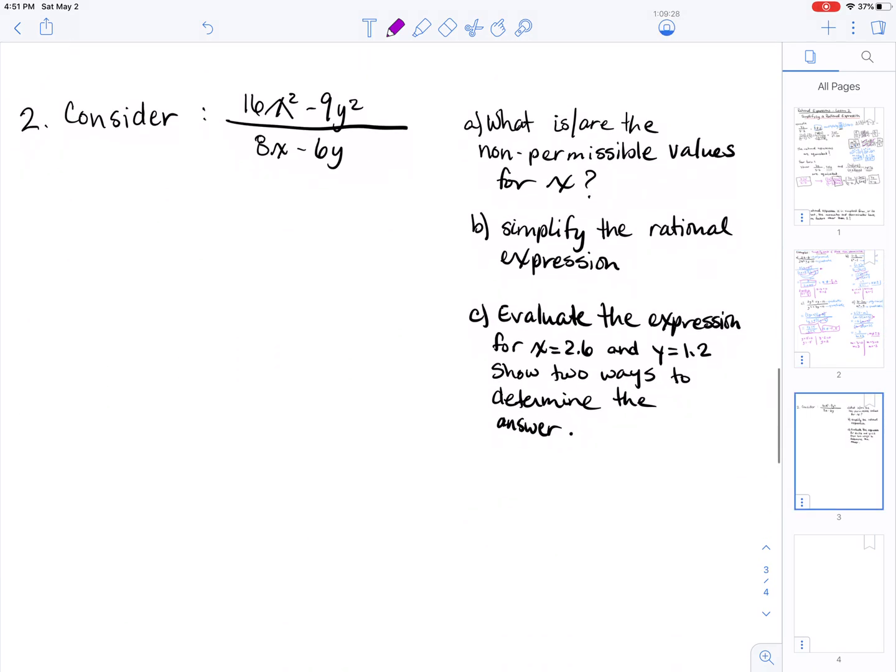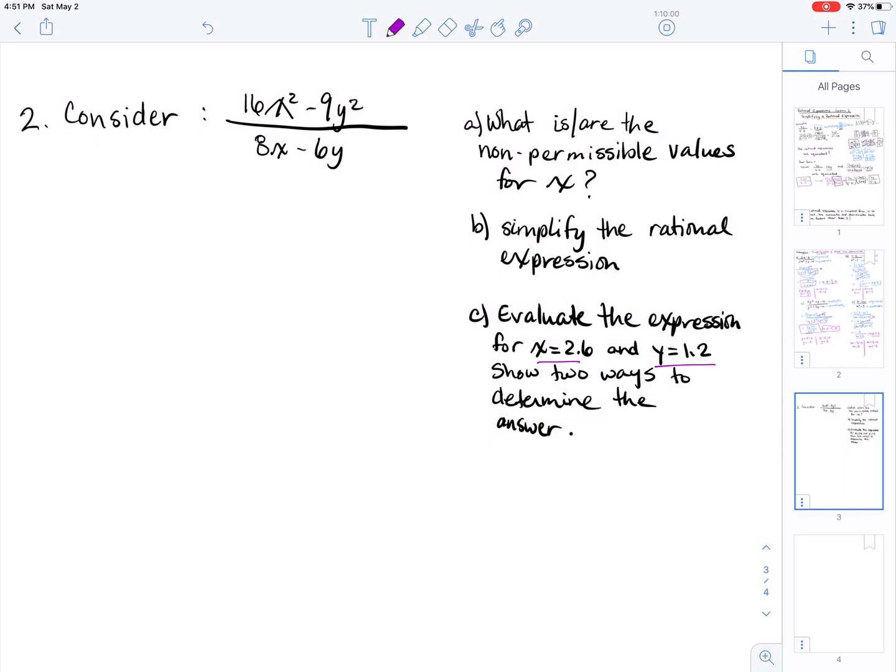Let's consider 16x squared minus 9y squared divided by 8x minus 6y. What is happening here? Well, I have three things that I have to find. I have to find the non-permissible values for x, simplify the expression, and then thirdly I'm going to have to evaluate at x equals 2.6 and y equals 1.2. Show two ways to determine the answer.